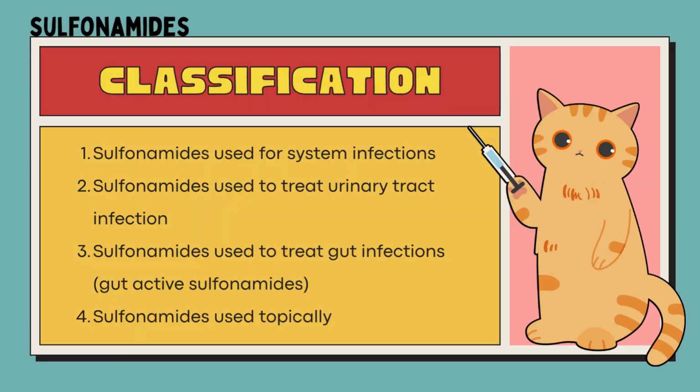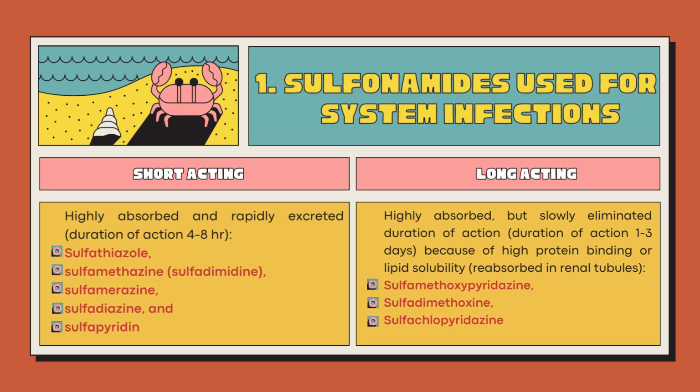Furthermore, sulfonamides have different classifications based on clinical uses. There are sulfonamides used for systemic infections, sulfonamides used to treat urinary tract infections, sulfonamides used to treat gut infections or gut active sulfonamides, and sulfonamides used topically. Moreover, in sulfonamides used for systemic infections, there are two types, the short acting and the long acting. The short acting are highly absorbed and rapidly excreted with a duration of action of 4 to 8 hours.